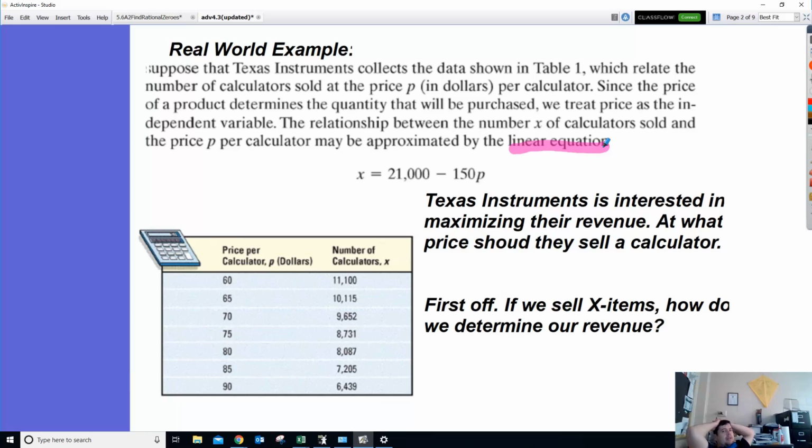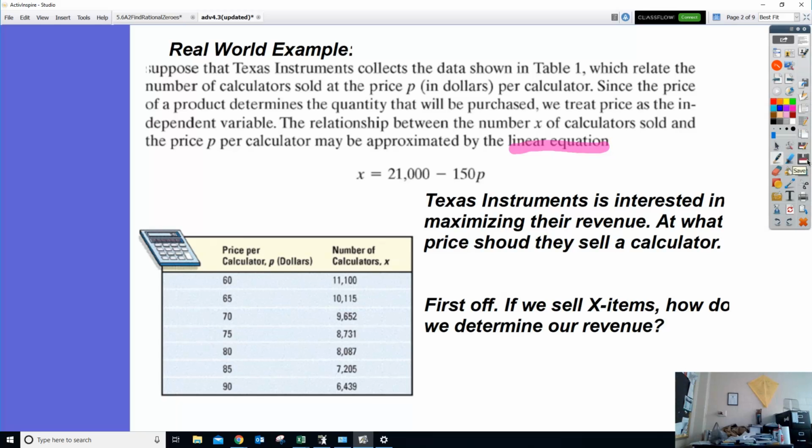Now, TI wants to maximize their revenue. At what price should they sell a calculator? I'm pretty sure in this class we've talked about what revenue is. What is revenue? You have a lemonade stand. You charge a quarter for each lemonade. You sell 50 lemonades. How do you figure out your revenue?